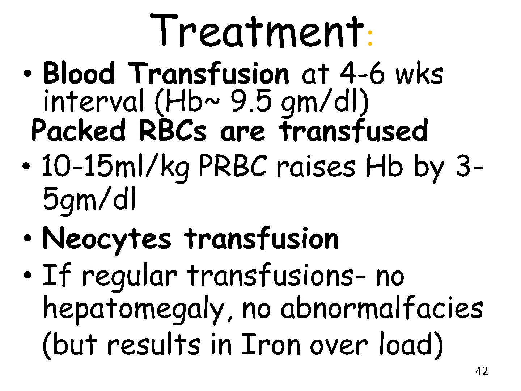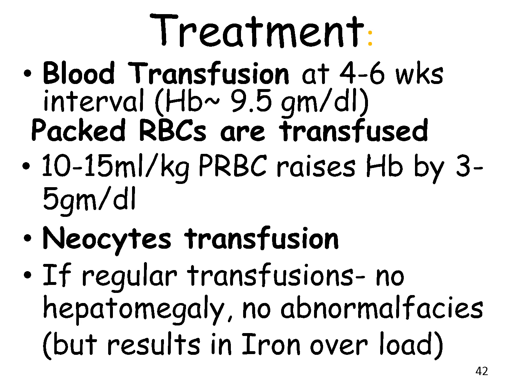Now we will talk about the treatment. There will be regular blood transfusion at 4 to 6 weeks interval to maintain the hemoglobin at 9.5 gram per dl and above. Only packed RBC are transfused. 10 to 15 ml per kg of PRBC raises hemoglobin by 3 to 5 gram per dl. There may be neocyte transfusion also.